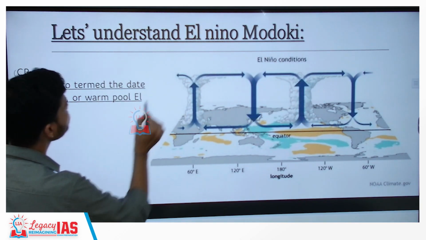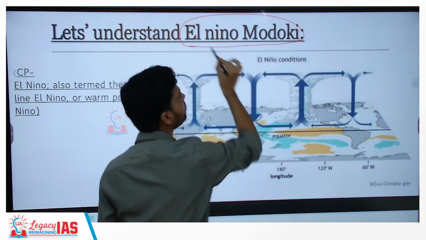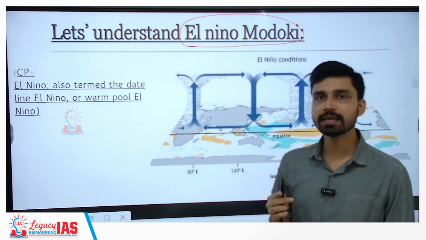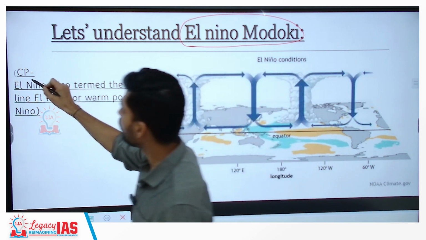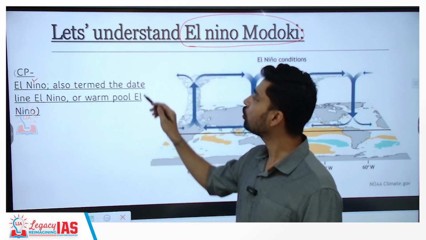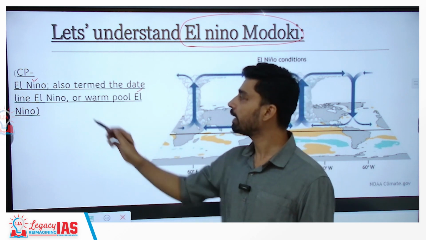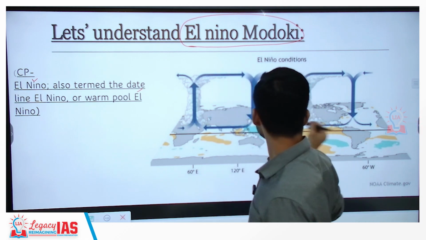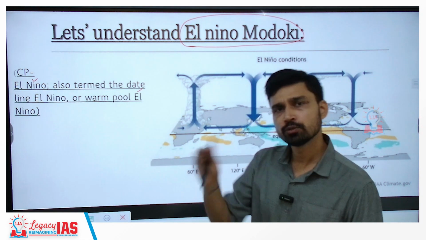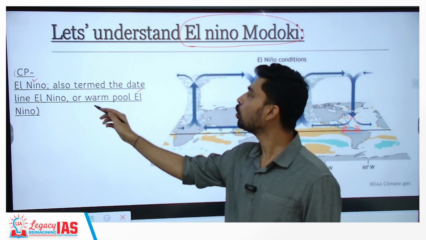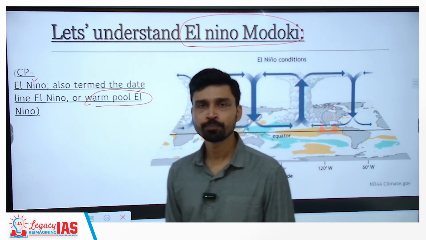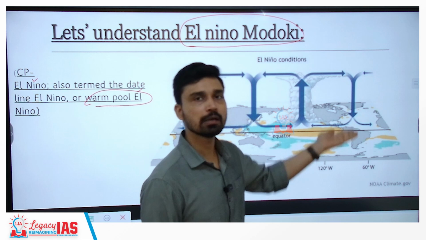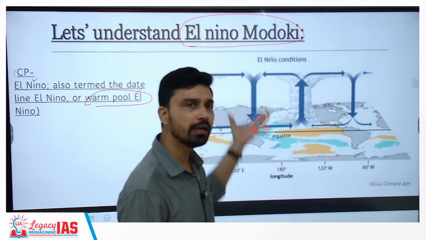Now, one other term that is used, and as per geographers, El Nino Modoki is something that is becoming much more common as compared to El Nino. So what is El Nino Modoki? El Nino Modoki is also called the Central Pacific El Nino, or also Dateline El Nino. Dateline because the international dateline is passing through the central part of the Pacific Ocean, so that is why it coincides around that area, or Warm Pool El Nino. These are the other three names. So as we discussed, during El Nino, generally what you see is the rise of air near the South American coast and sinking of the air or wind near the Australian coast.